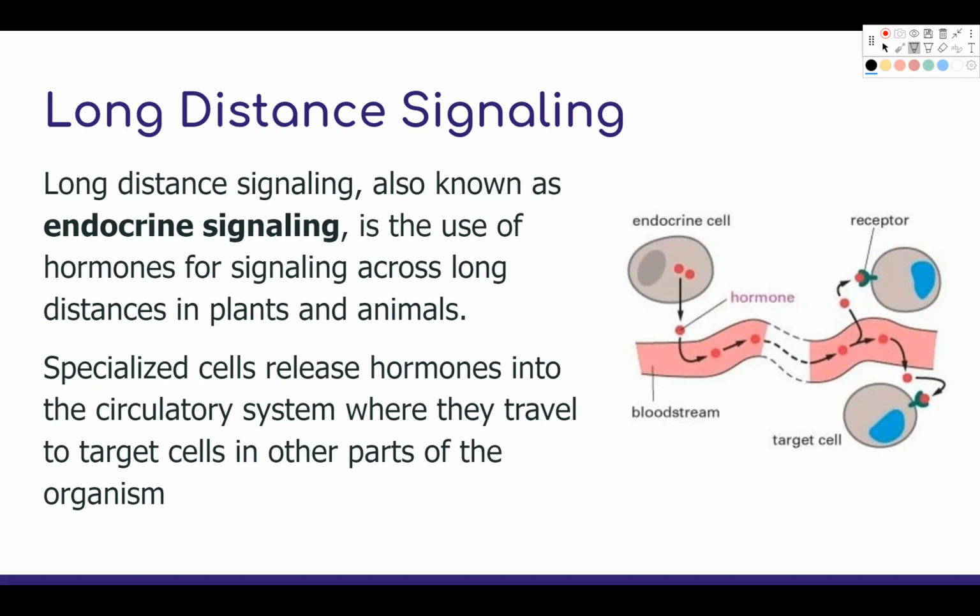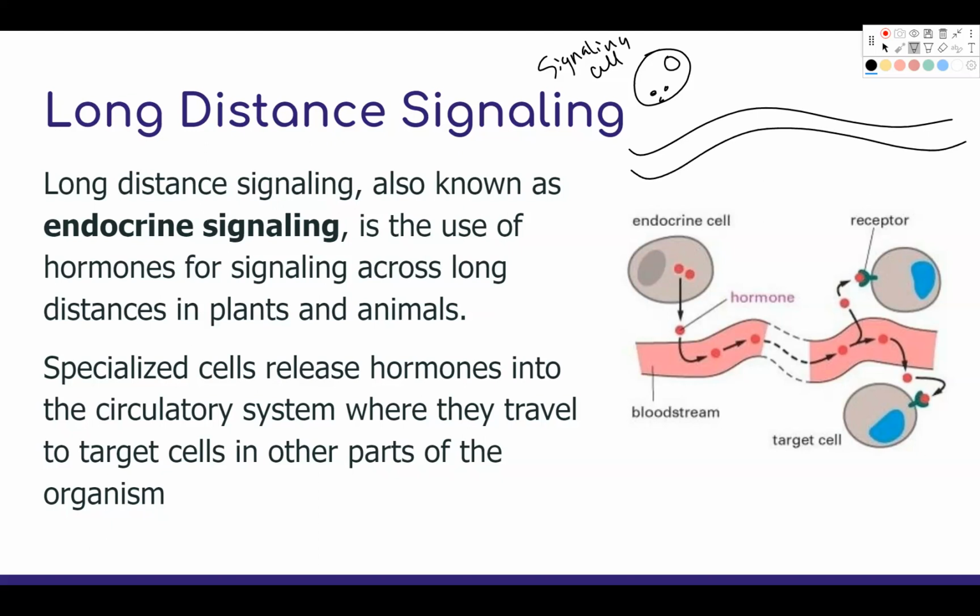So if you were going to draw this, if you haven't already, you've got your endocrine cell, your signaling cell. It's got a nucleus. We've got our signaling molecule. We've got our bloodstream. Those signaling molecules enter the bloodstream, travel where they're going to go, and eventually reach the target cell. So that's our long distance or endocrine signals.